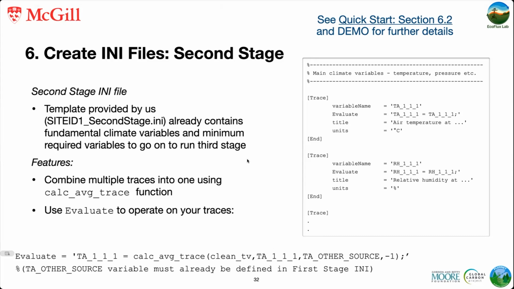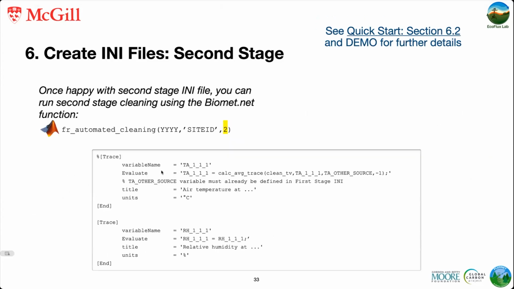And I'll show you where this would go. So here's an example of how you would incorporate that line. And you'd need to name this the same name as what you named it in the first stage. So once you're happy with the second stage ini, you can then run the second stage. The only difference is when you run this command, you want to have a 2 here to represent the second stage instead of a 1.